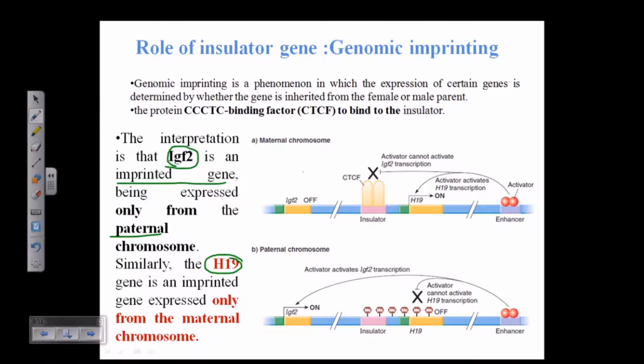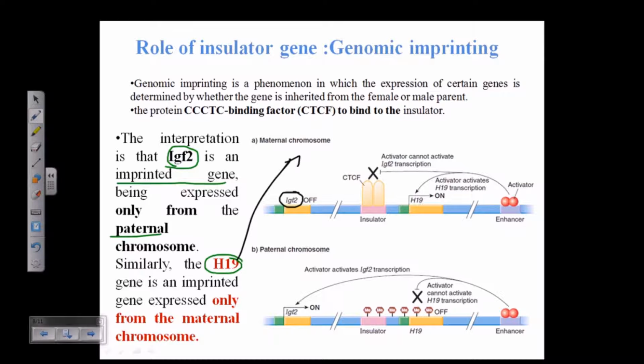So let me change the color. Here it is IGF2, which needs to be expressed from the paternal chromosome, but not from the maternal chromosome. But remember, all of our cells have the same number of chromosomes and the same type of genes. So both the maternal as well as paternal chromosome have both these genes, IGF2 as well as H19. So let's talk about this maternal one. Here, the maternal chromosome has gene IGF2 as well as H19.